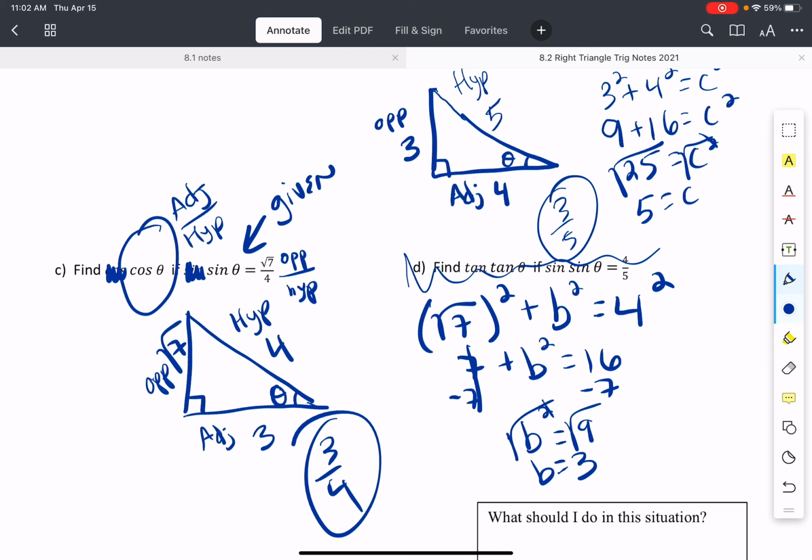What makes these problems hard, again, is putting all the different puzzle pieces together. Each individual piece isn't too bad, okay? Do you guys have any questions?